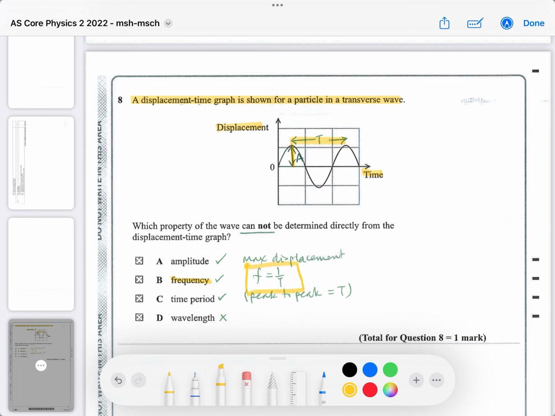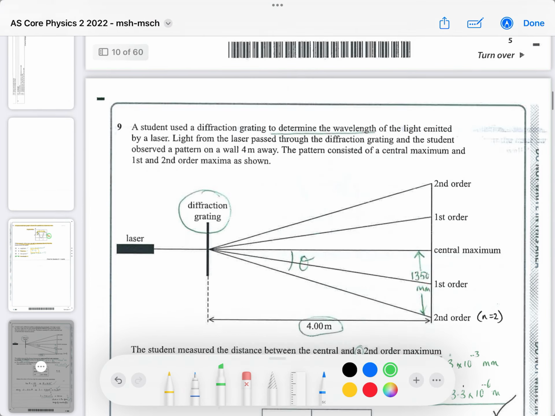The question's asking which property of the wave cannot be determined from a displacement time graph, and that's the wavelength. For the wavelength, you would need the time axis to be distance. Okay? So the answer is D. That's the multiple choice done.